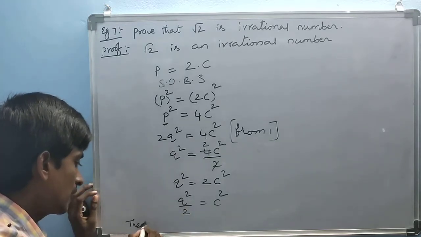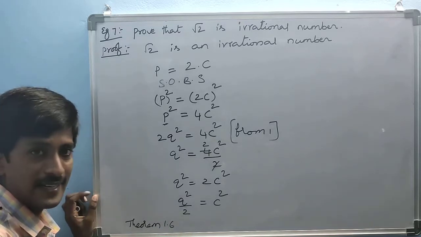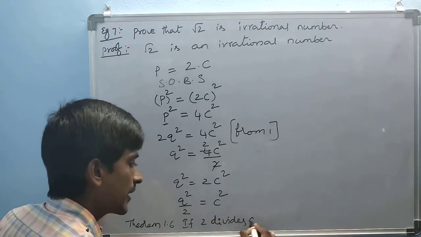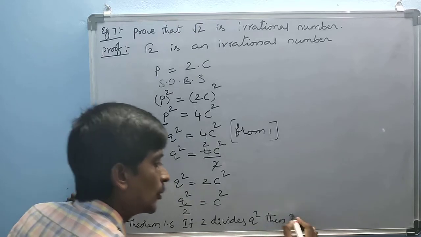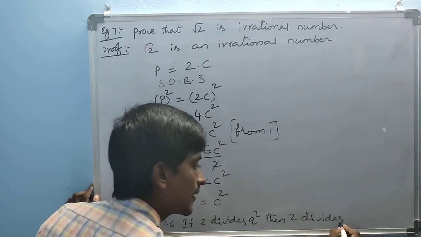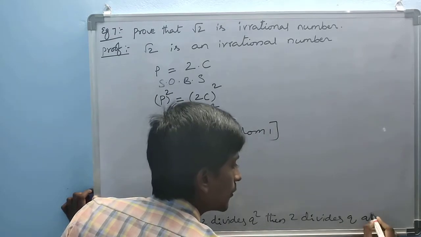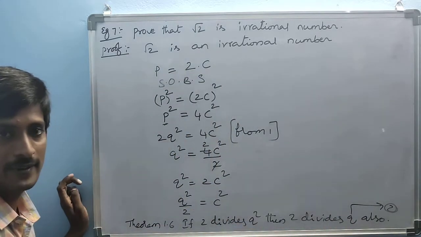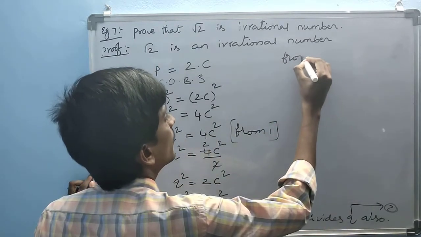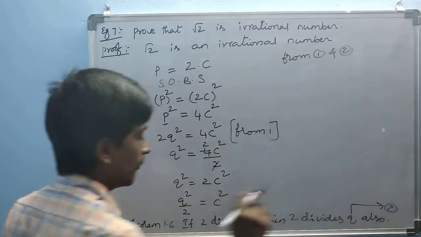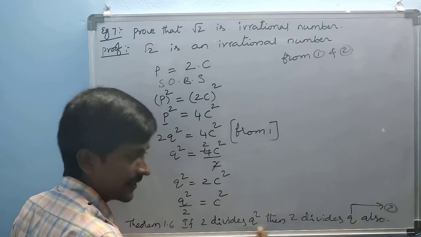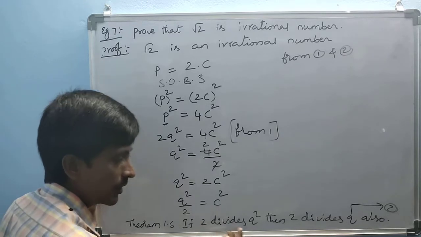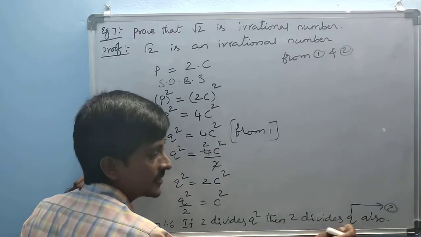According to theorem 1.6, what is said? If 2 divides q square, then 2 divides q also. This is the second one. From 1 and 2: the first one is, if 2 divides p square, then 2 divides p also. Here the second one is, if 2 divides q square, then 2 divides q also.